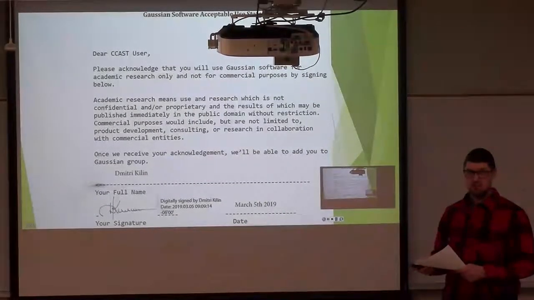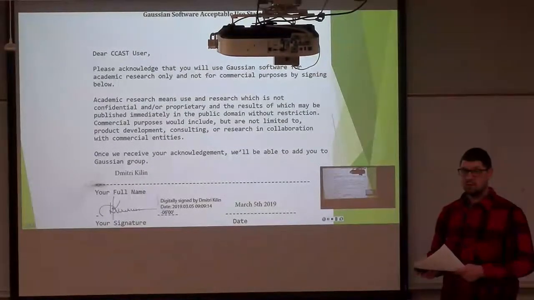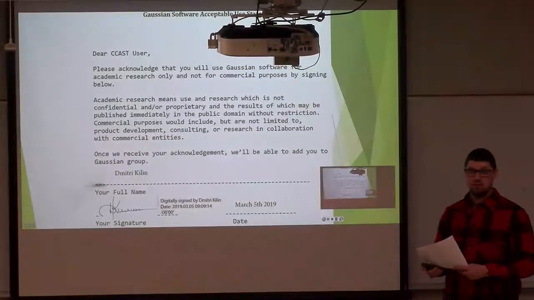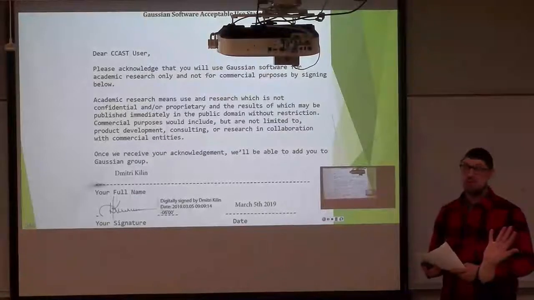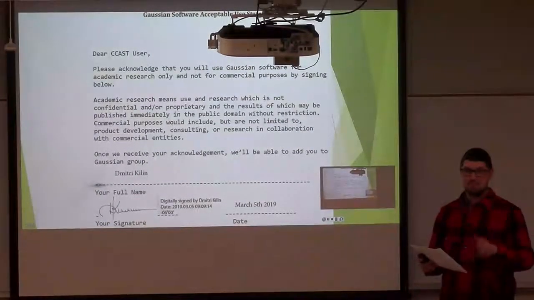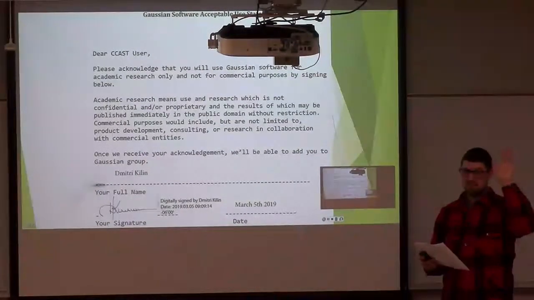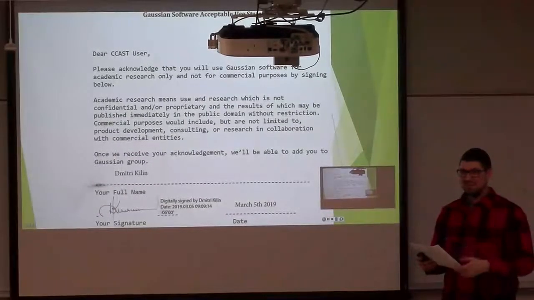Less. Semi-empirical is the cheapest of every structure. Who has experience running Gaussian and CCAST? Okay, who has not? One, two, three, four, five, six. Okay, so question to Kurt: where should you start if you want to run something on Gaussian on CCAST?